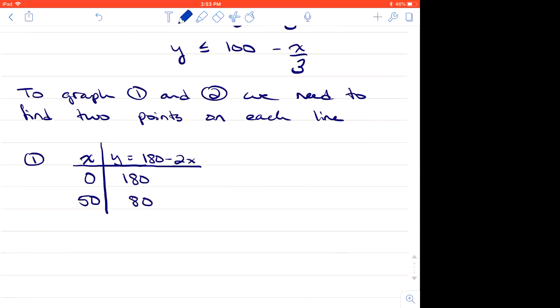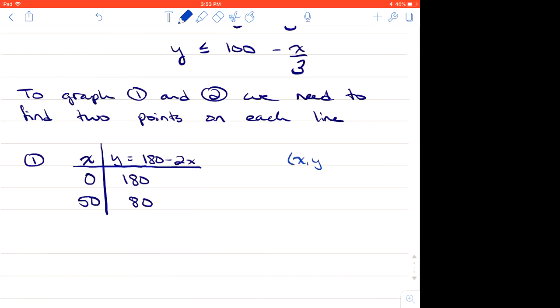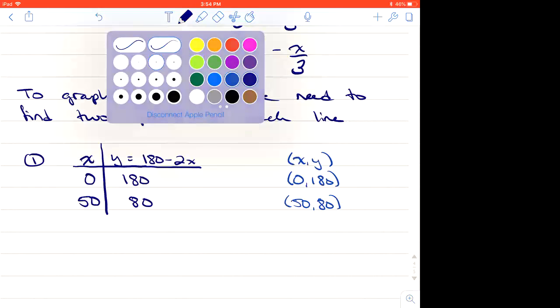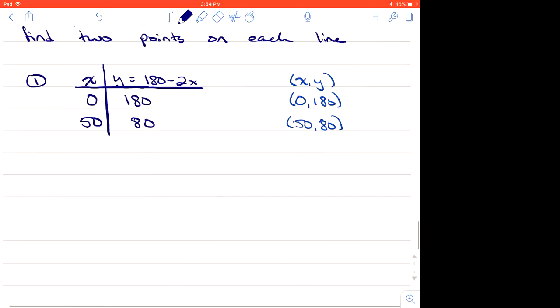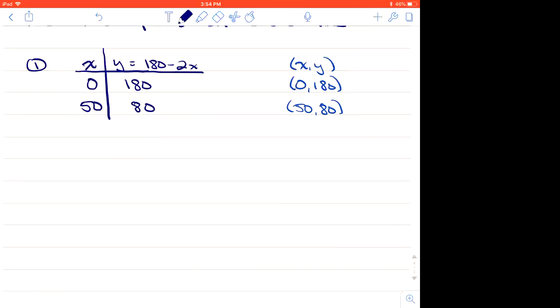Just making a list here of our x, y pairs. We have 0, 180, and 50, 80. You don't have to do that, but I like to have them available. Okay. How about equation 2?